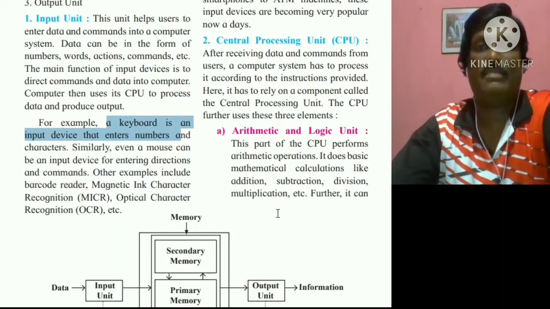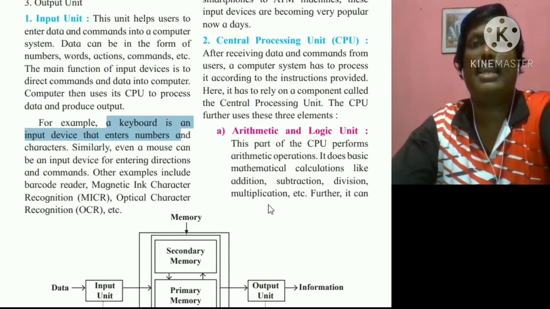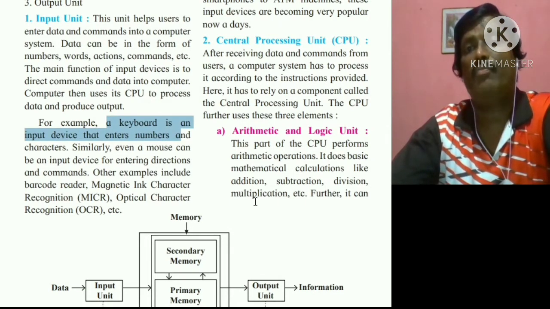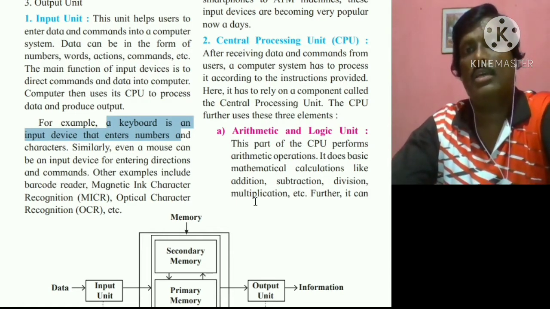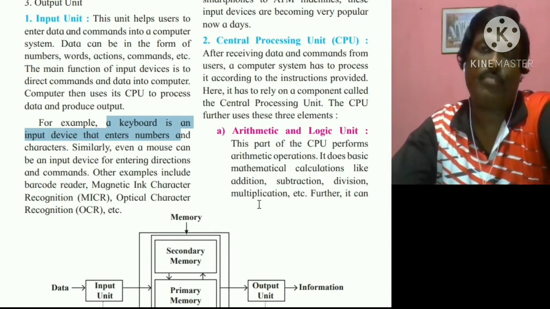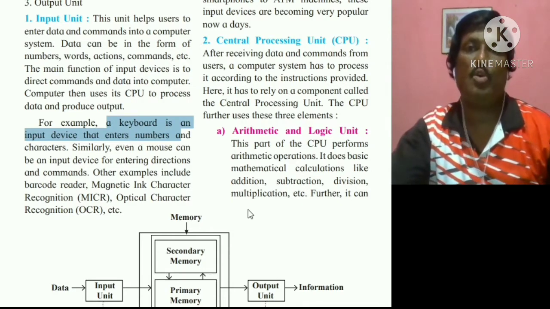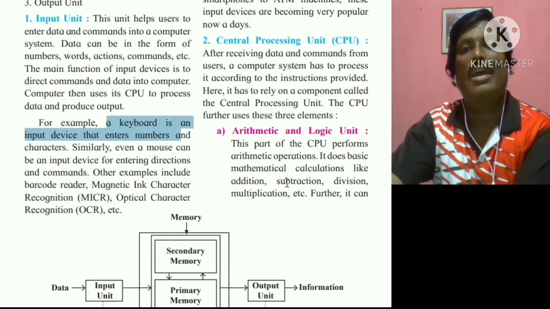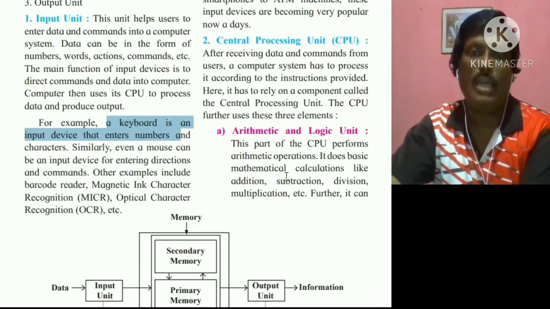The CPU further uses 3 elements. Now, here we know that the central processing unit is again made up of 3 different elements, that is arithmetic and logic unit, control unit and memory unit. CPU is made from the 3 units which are ALU, CU and memory unit.